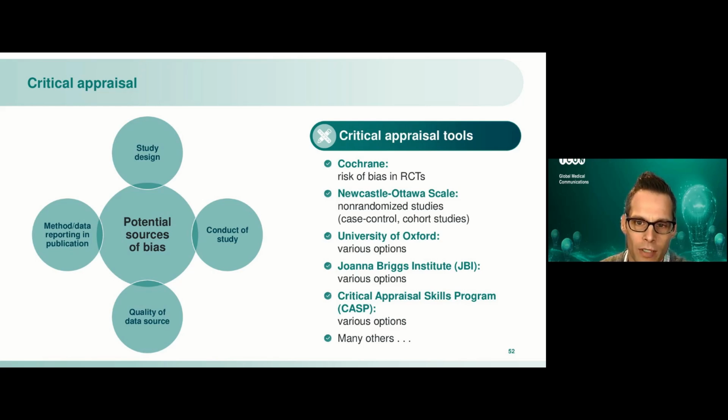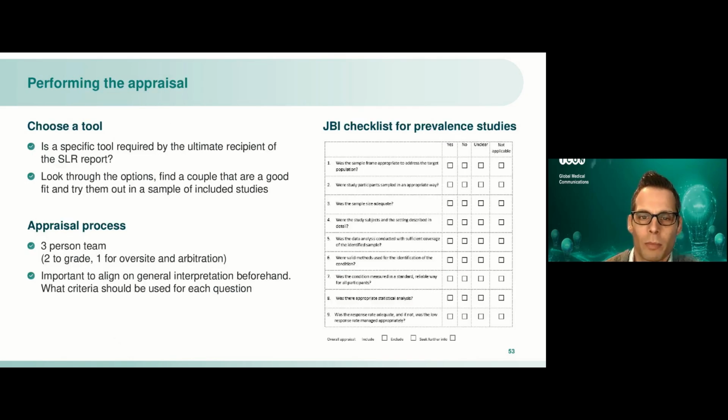And fortunately, there are a lot of really great tools specifically designed for this that are widely used. There are critical appraisal tools from Cochrane that are great for randomized controlled trials. There's the Newcastle Ottawa scale, which you'll see used a lot for non-randomized studies. And then University of Oxford, JBI, CASP have long lists of critical appraisal tools that are specifically designed for specific study types. And the beauty of these tools is that they can output basically a single number. So you can very quickly compare the quality of your studies to one another. And this is what the critical appraisal step is all about.